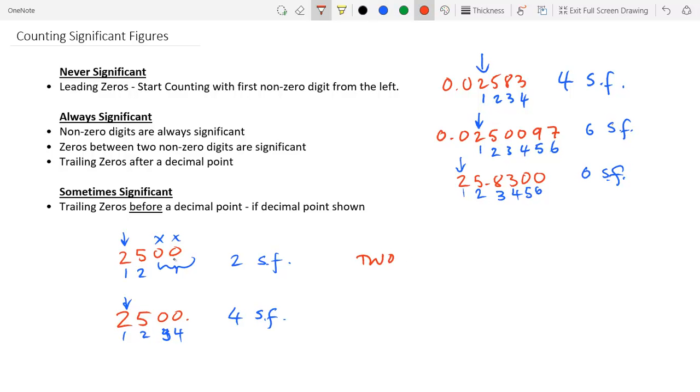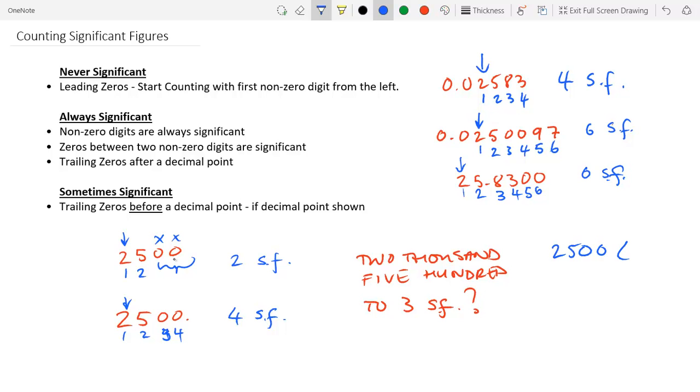What if we want to write 2500, but we want to write it to 3 significant figures? Well, we have 2 options for that. We could write 2500 and then in parentheses write 3 significant figures. Or we can use scientific notation and we can write 2.50, that's 1, 2, 3 significant figures, multiplied by 10 to the 2. And this would show us our 3 significant figures.